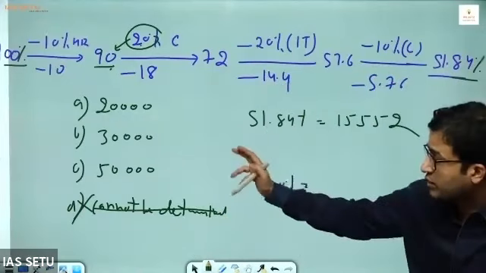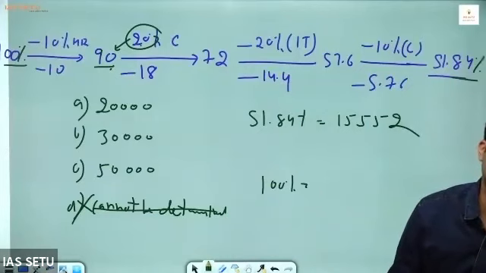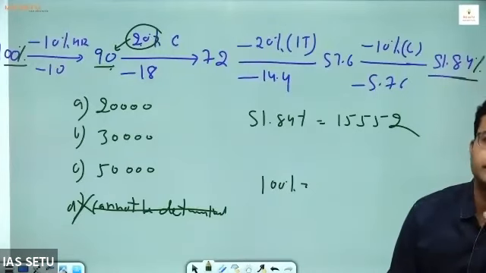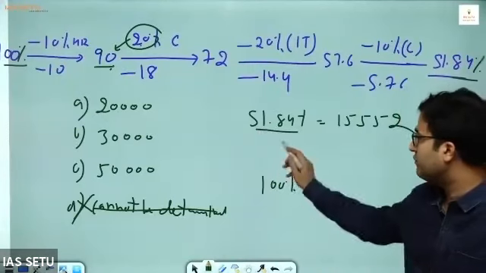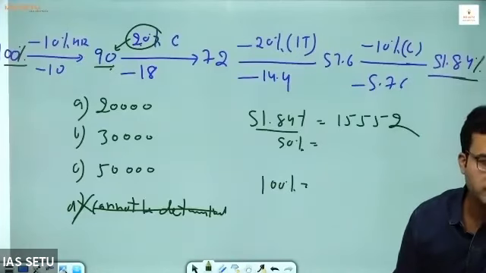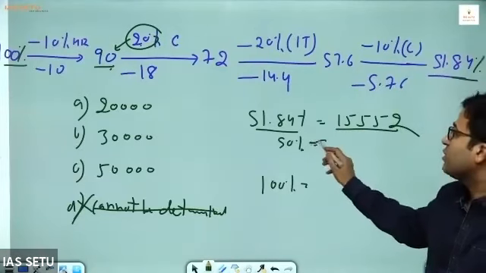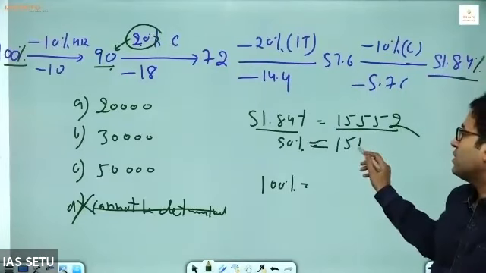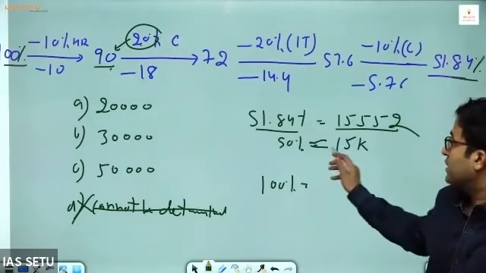Either the answer is 20,000, 30,000, or 50,000. See here, answer options will help you. There is a gap in answer options. I don't need exact calculation. I will use approximation. This is 51.84%. Can we say nearly 50%? 50% से थोड़ा ही ज्यादा है. This is 15,552. We will say approximately 15,000. 50% सैलरी is 15,000.